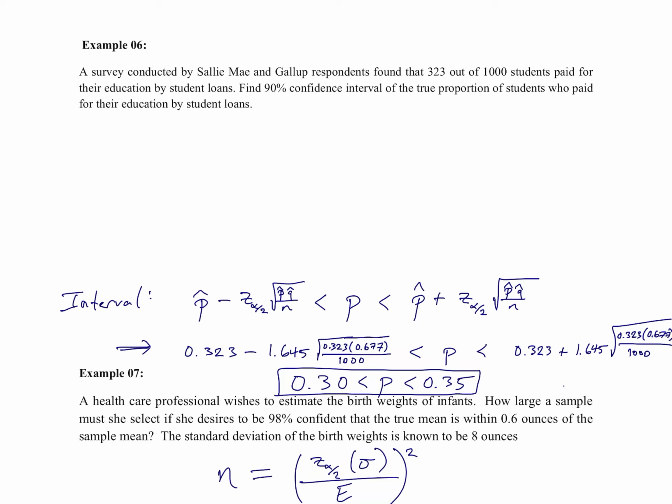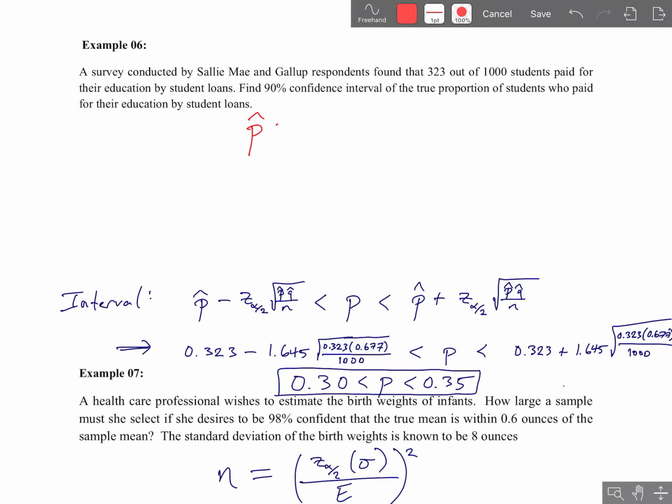So let's look at example 6 here. Here it says, a study conducted by Sallie Mae and Gallup respondents found that 323 out of 1,000 students paid for their education by student loans, and we want to find the 90% confidence interval of the true proportion of students who paid for their education by student loans. So here we're looking for a true proportion, and all that we have is a sample proportion. So I've written the formula that we're going to use down here at the bottom, but maybe let's go ahead and write down what these proportions are.